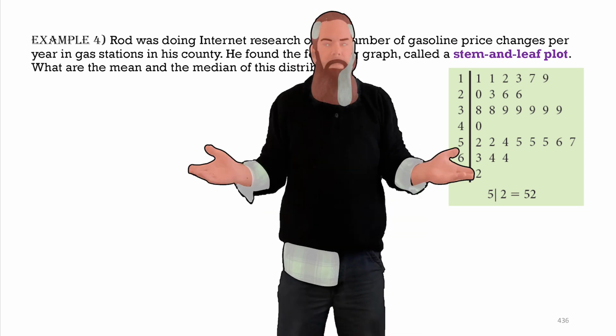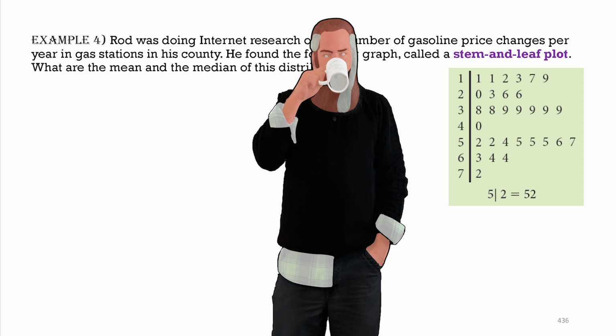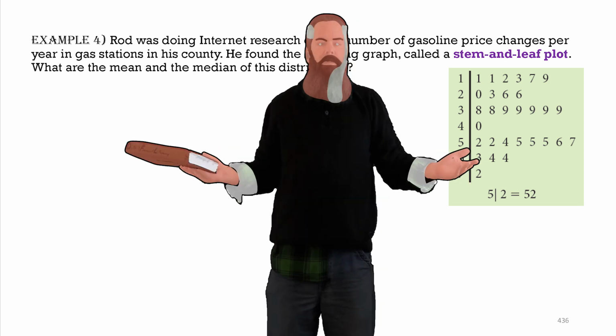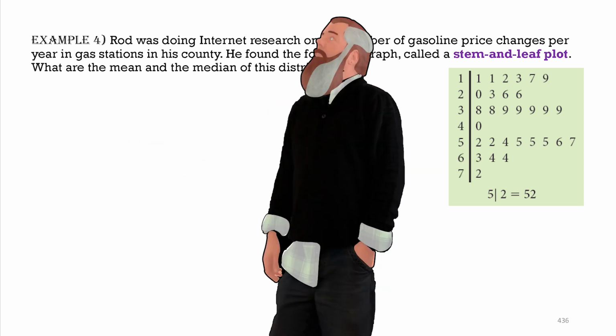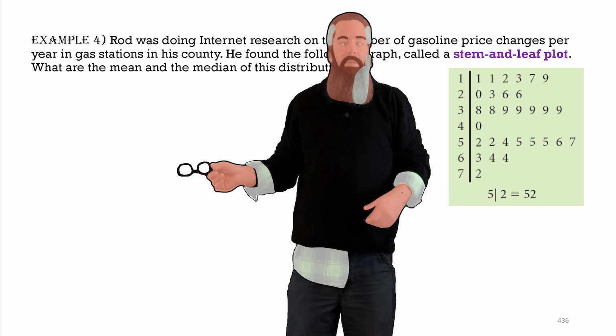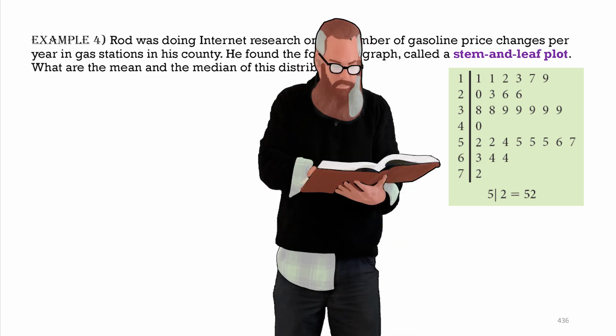In this plot, the number to the left of the vertical line represents the tens place digit and is the stem. A number to the right of the vertical line represents the digit in the ones place. They are in ascending order and they are leaves.